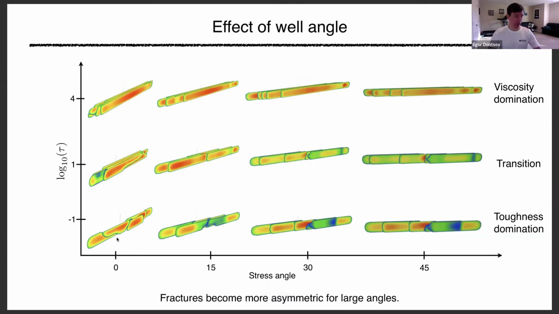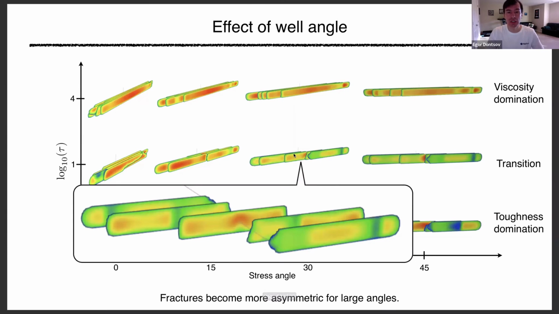And then the effect of angle. Again, this is a well angle, and as you can see, we are rotating this view from left to right here, and again we start seeing this very similar asymmetry as we saw for the radial fracture. One difference here is that for toughness domination, these fractures grow full reservoir height, so they become very asymmetric. But again, they grow full reservoir height when you start rotating them. So they start having more regular geometry, if you wish.